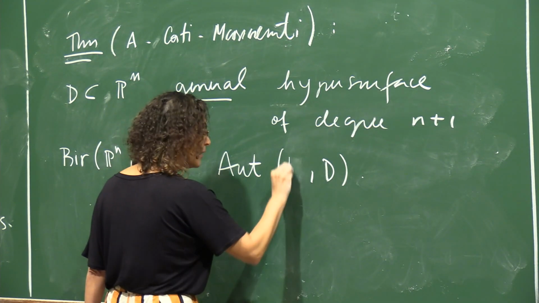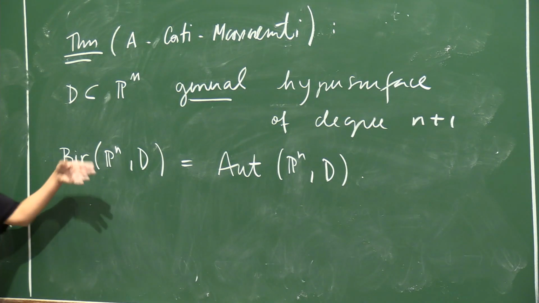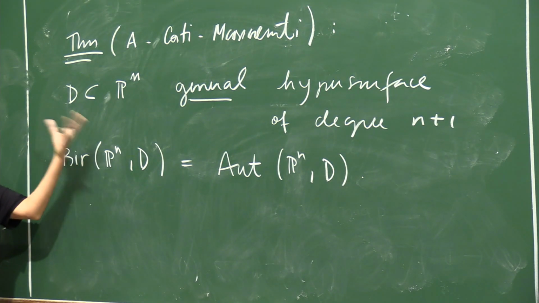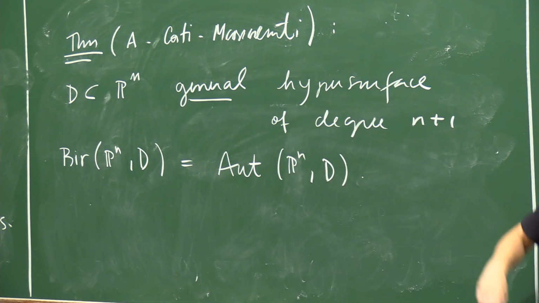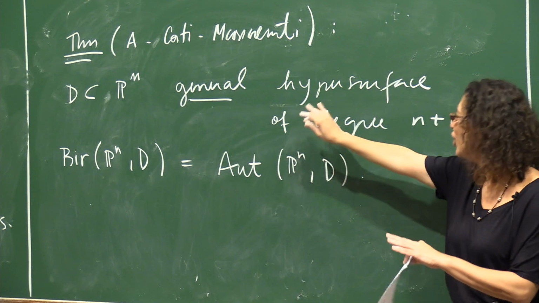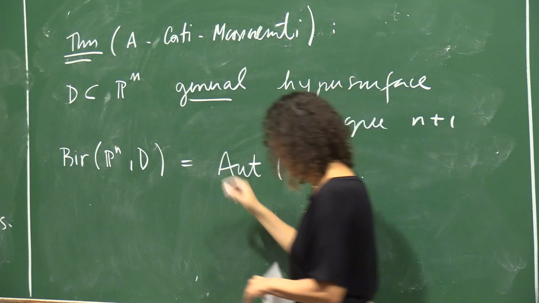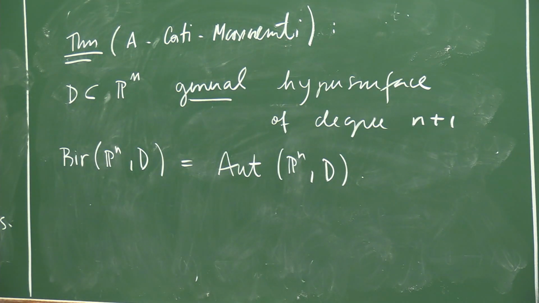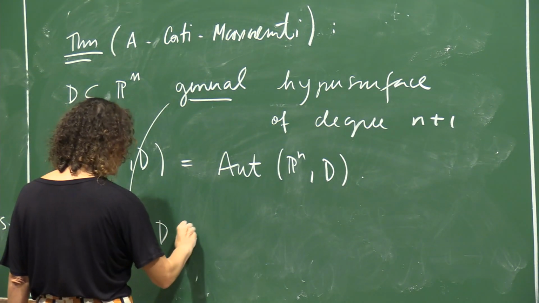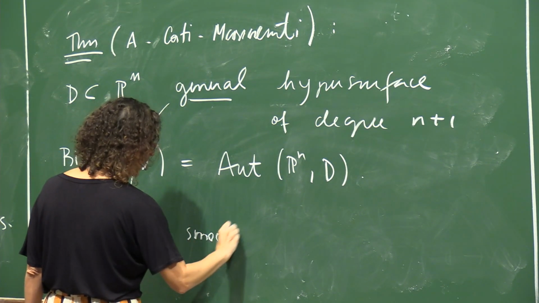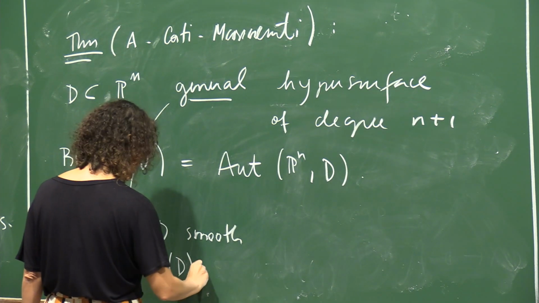And in fact, I am stating it in this simple setting, but our result is more general. You can take any terminal variety of Picard number 1 and consider an anticanonical hypersurface. And again, if it is general, of course, in order to study the most general situation, we have to make general more precise. In this case, general means that D is smooth with Picard number 1, with a sort of Lefschetz type condition.